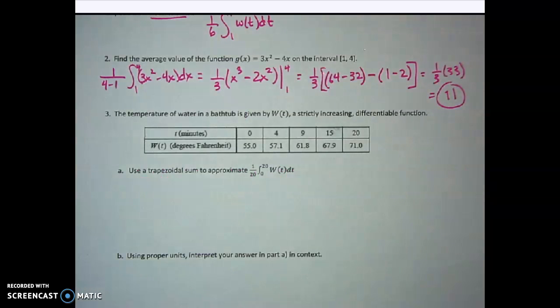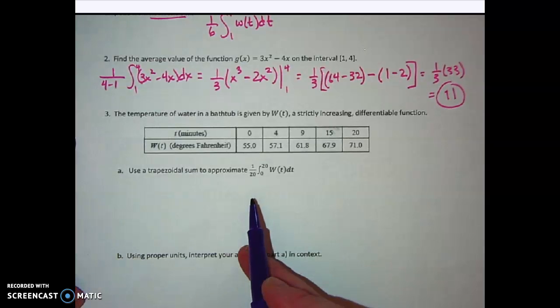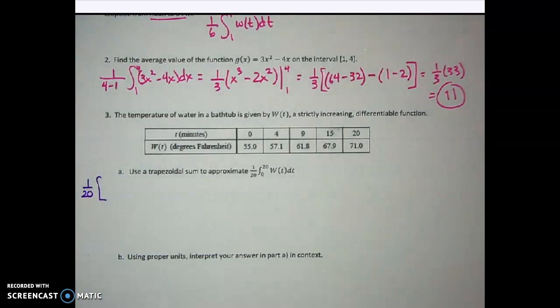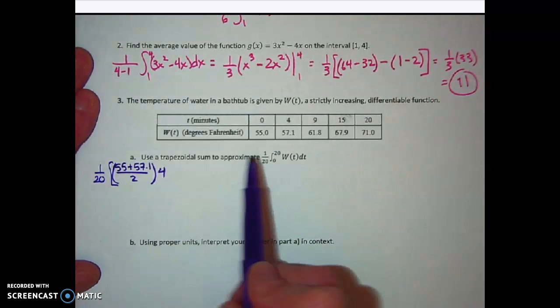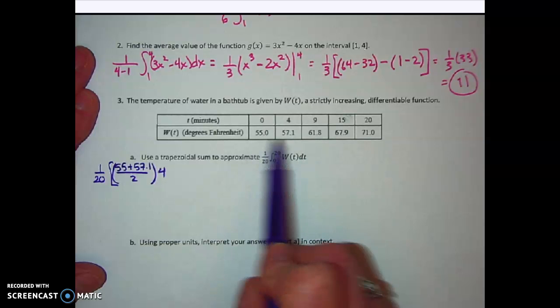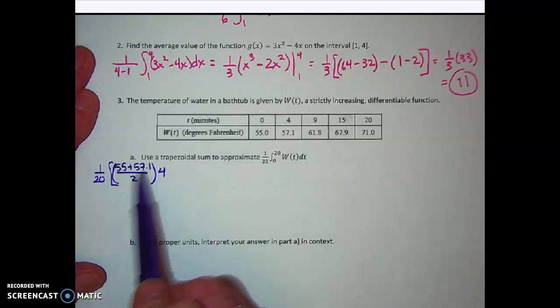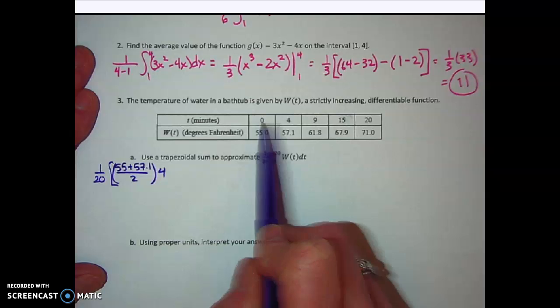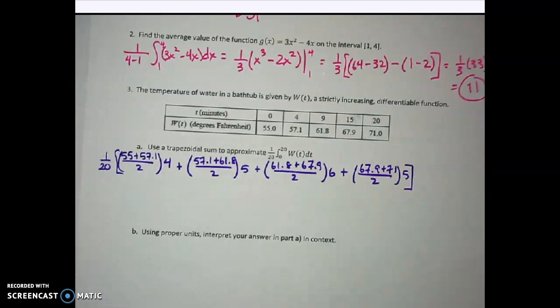And example number 3. The temperature of the water in a bathtub is given by W of t, a strictly increasing differentiable function. Use a trapezoidal sum to approximate that average value from 1 to 20. I would like you to pause the video to see if you can write out that trapezoidal rule. So remember, base 1 plus base 2, 55 plus 57.1, so base 1 plus base 2 divided by 2. And then the height of that trapezoid would be the interval from 0 to 4, so 4 units. This is what you should get when you write them all out.